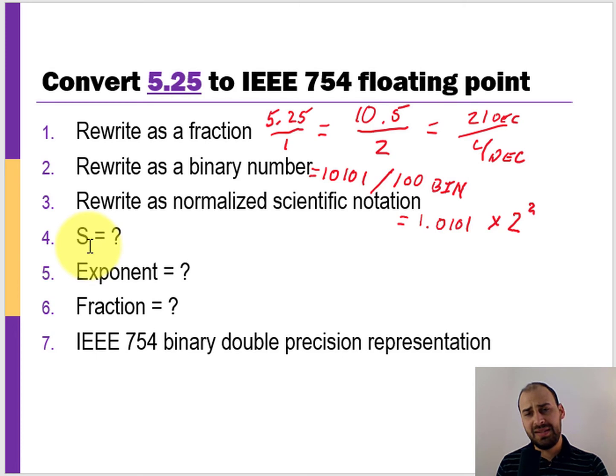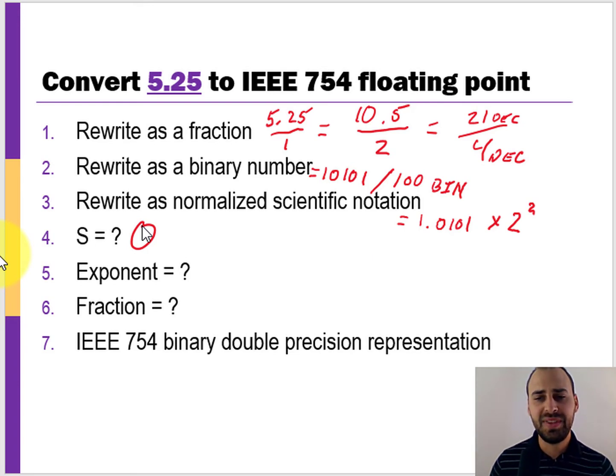Sign bit's easy, right? Well, 5 1/4 is positive, so the sign bit is 0. 0 is for positive, 1 would be for a negative number. That one we could know right off the bat. It's a very, very simple calculation.